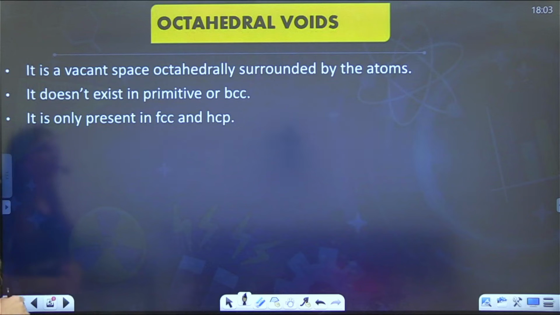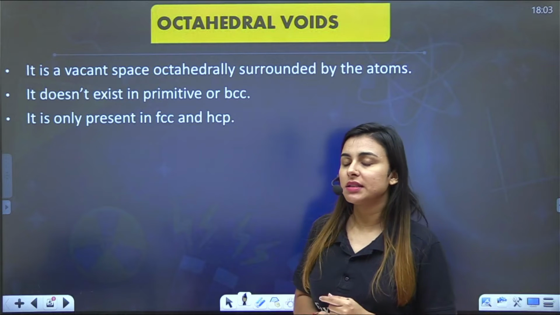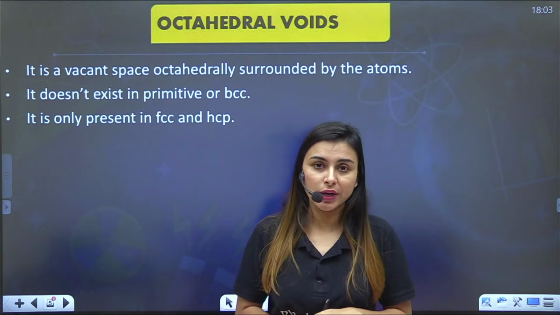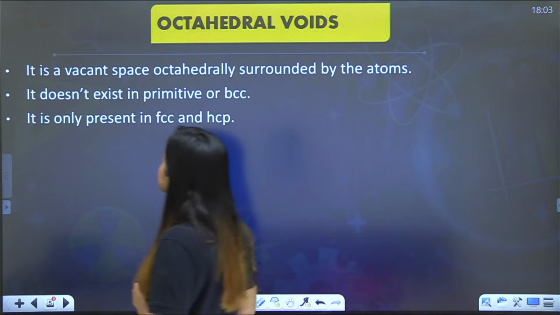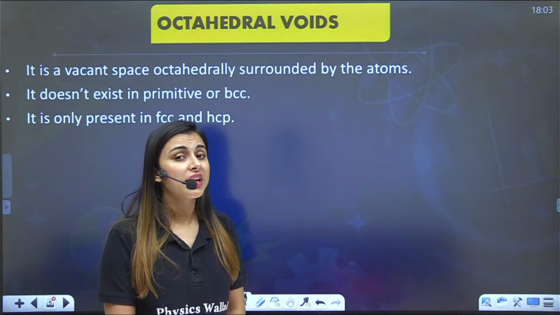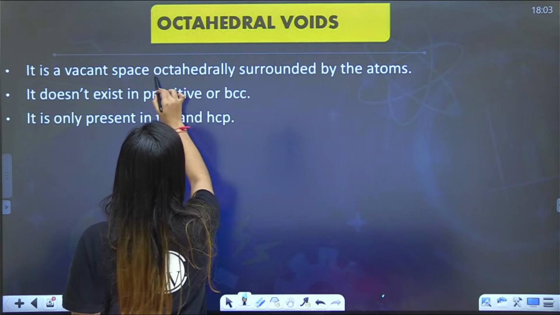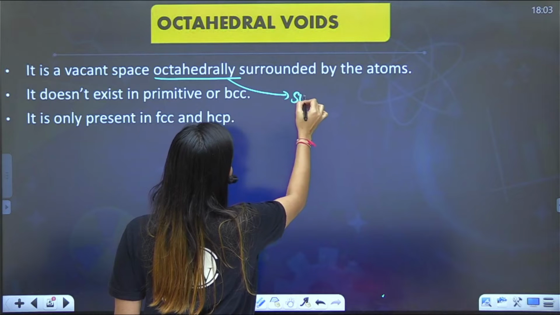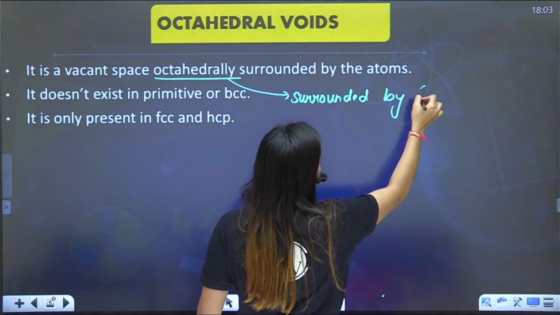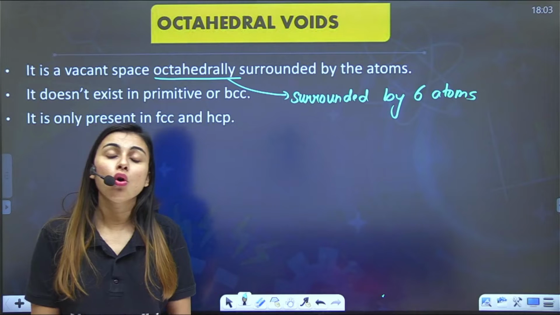Okay. So now, one by one, we'll be discussing all the types of voids. The first type of void that we will be discussing is your octahedral void. Now, what exactly is an octahedral void? It is a vacant space octahedrally surrounded by atoms. Now, how octahedrally surrounded? Octahedrally means that it is surrounded by 6 atoms. A void which is formed by 6 atoms is known as your octahedral void.